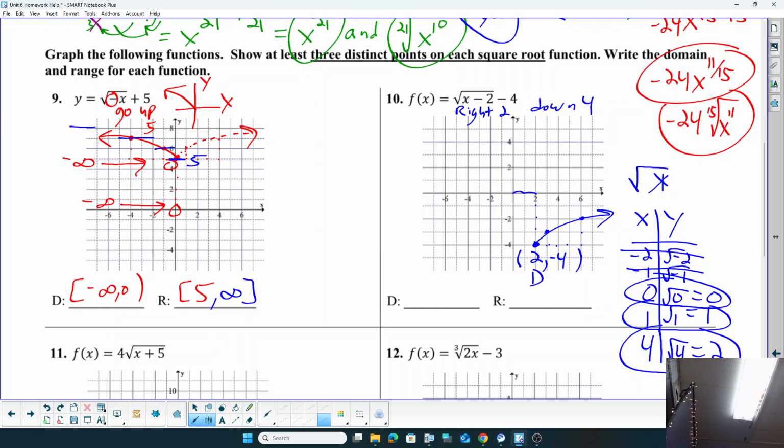Our x value is the domain. So we're going to say we're going from 2 to the right forever. And then the y value is the range. And so we're saying we're going -4, -3, -2, -1, 0, and it's going to keep going on forever. So the y value is the range, and that y value is -4 to infinity.